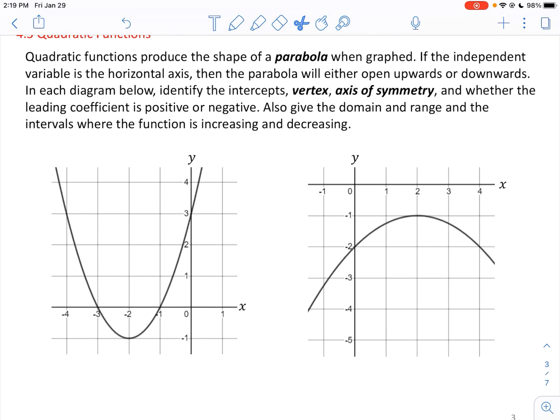In each diagram below, identify the intercepts, vertex, axis of symmetry, and whether the leading coefficient is positive or negative. Also give the domain and range and the intervals where the function is increasing and decreasing. So lots of stuff here to do for each image. Let's do the y-intercept first. So (0, 3) is the y-intercept in this image, but (0, negative 2) is the y-intercept in this one, the location where the parabola crosses the y-axis. Every parabola will have a y-intercept.